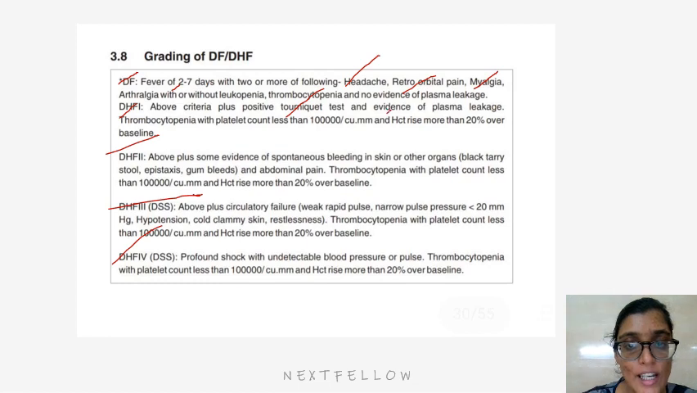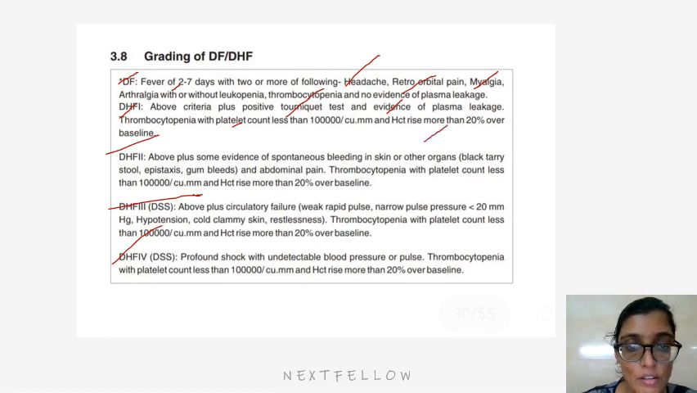Evidence of plasma leakage is, what is the evidence of plasma leakage? One is raising hematocrit and second is polyserositis. Polyserositis means what? Either there should be pleural effusion or ascites. Thrombocytopenia, platelet count less than 1 lakh and hematocrit rise more than 20% over baseline.